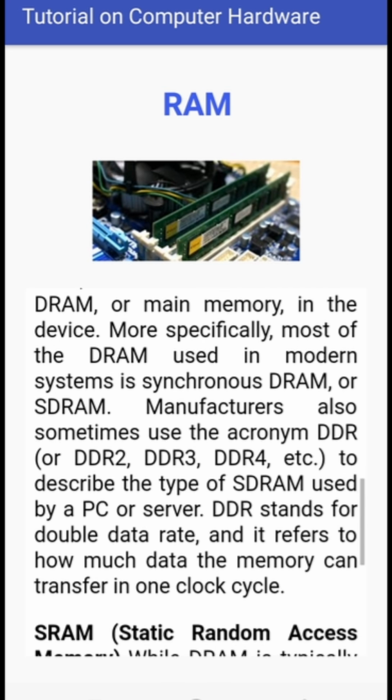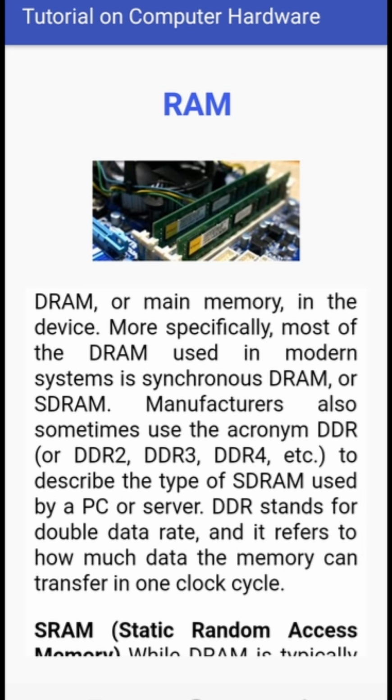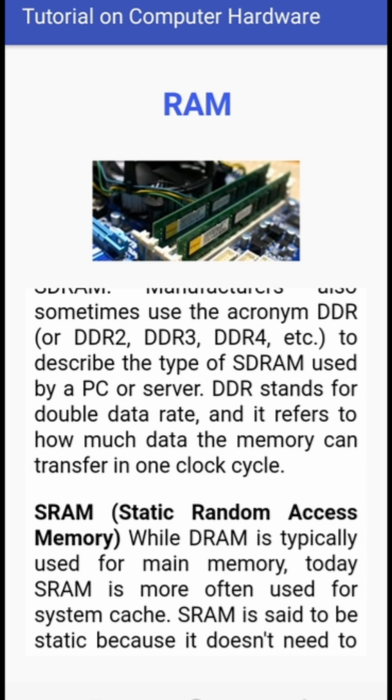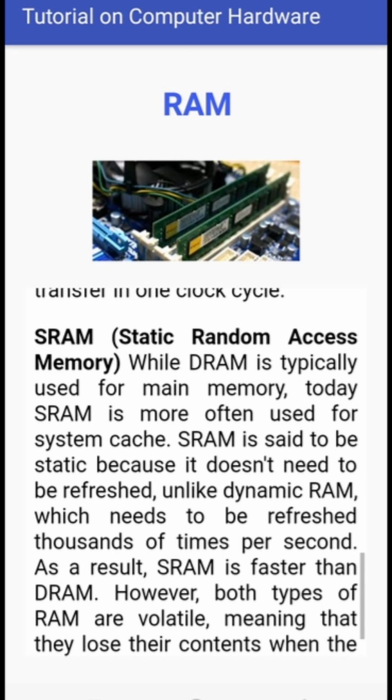Manufacturers also sometimes use the acronym DDR, or DDR2, DDR3, DDR4. The DDR stands for double data rate, to describe the type of SDRAM used by PCs or servers. DDR stands for double data rate, and it refers to how much data the memory can transfer in one clock cycle.